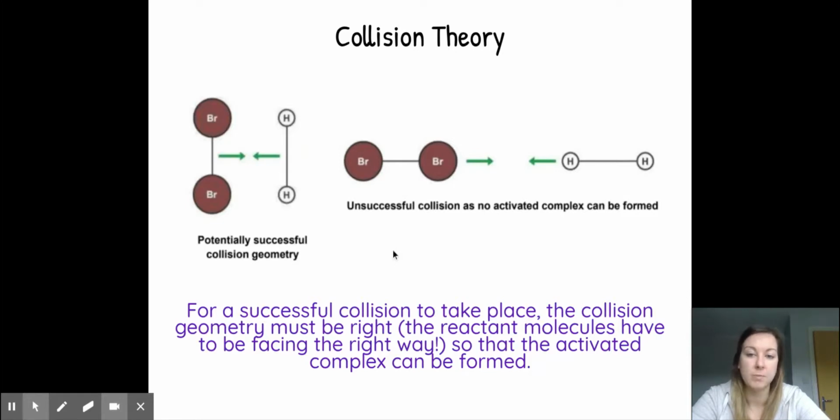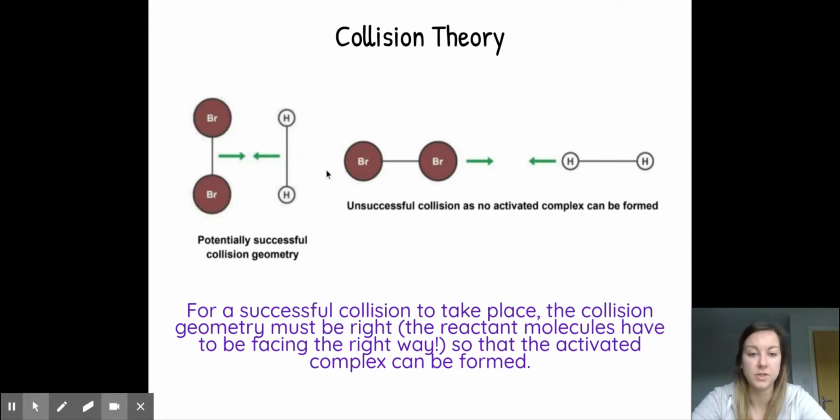For the reaction to be successful, the geometry matters. So the molecules must be facing the correct way. If they are facing this way, it's going to be much easier for them to make that square activated complex shape, and there is a higher chance that the collisions are going to be successful. Now, that's not to say that all of the collisions will be successful, but it's going to be a much higher percentage of successful collisions with the correct geometry.